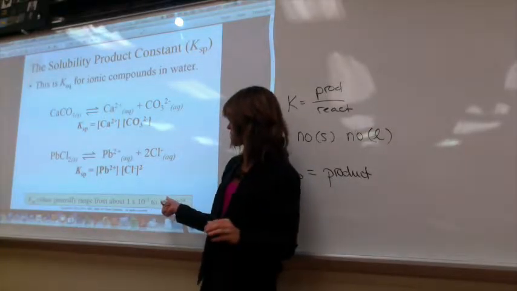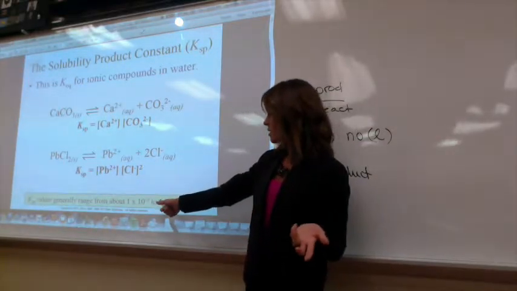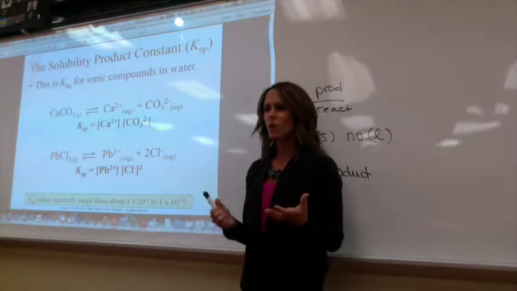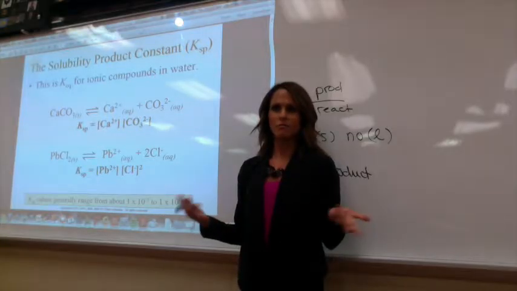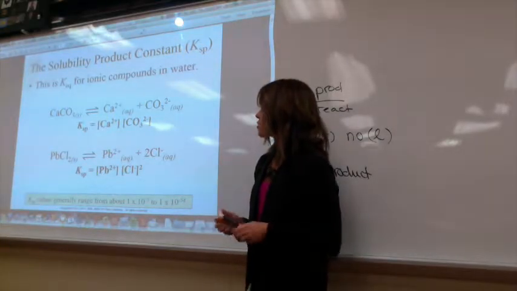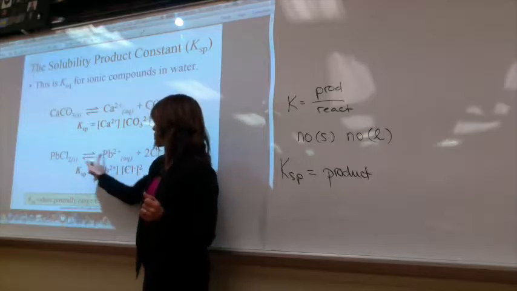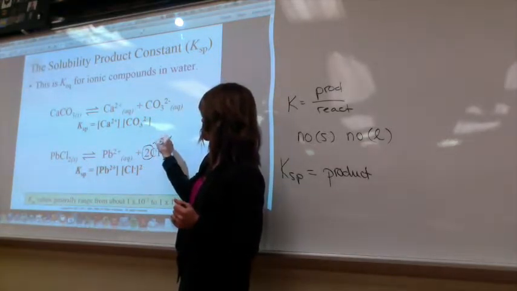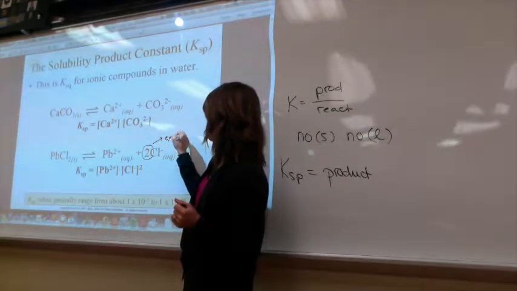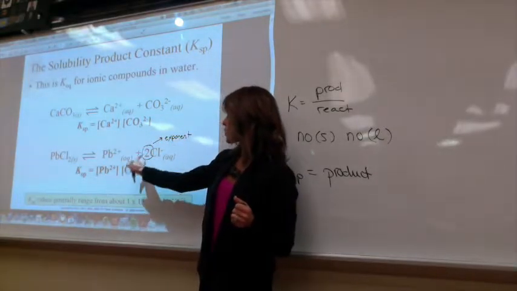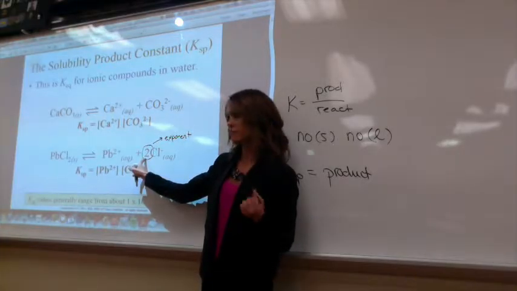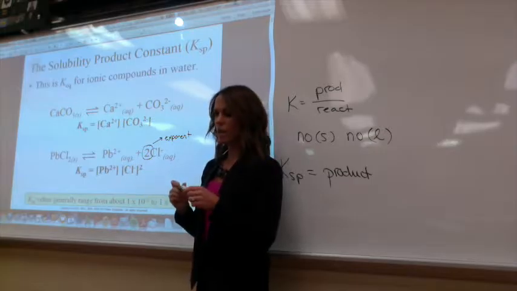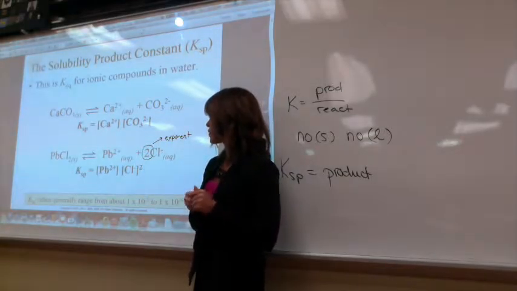So it's showing you here that your Ksp values can go from 1 times 10 to the negative third all the way to 1 times 10 to the negative 54th. That's a really small value. It just means that it doesn't dissolve really at all. So just as a side note, remember that when you have a coefficient in the front, this becomes your exponent for your expression. So don't forget to include the exponents from the coefficient. Remember that? Okay, so your concentrations, you're going to either calculate them or they'll give them to you.